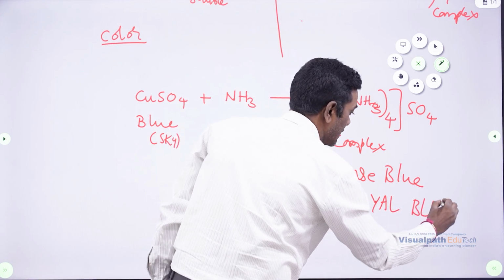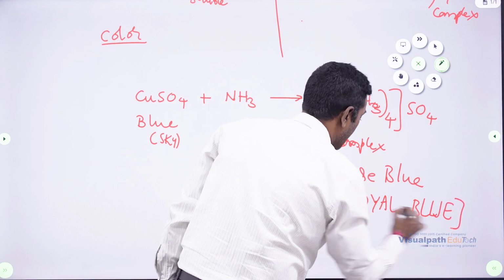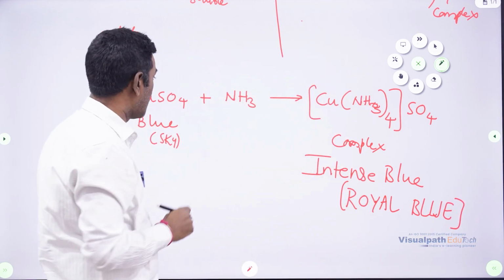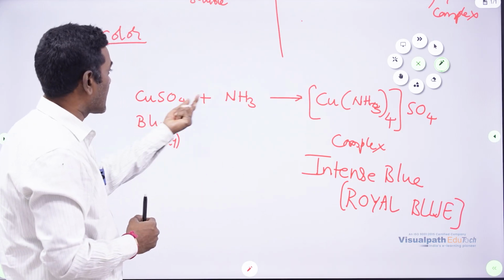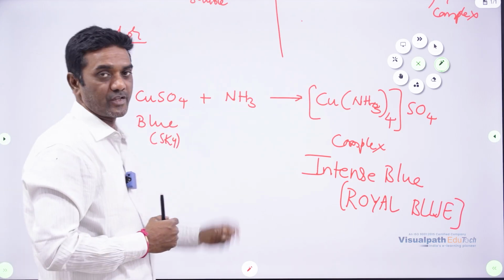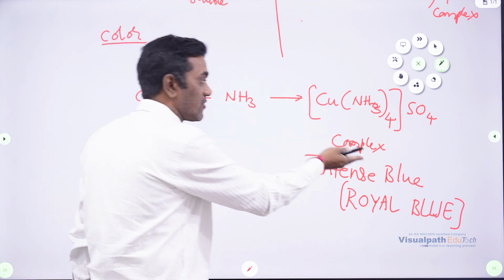This royal blue color will indicate the formation of complex once after reaction between this copper sulfate and ammonia. So copper sulfate and ammonia are reacting together, which is giving a complex.